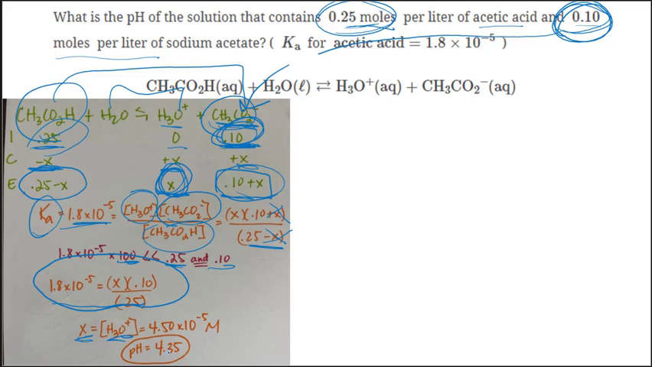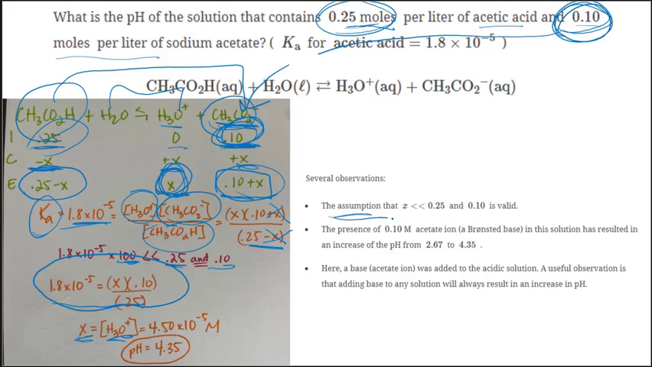If I take the negative log of that, I get a pH of 4.35. Some observations: we can still use that assumption that X is much less than our two initial concentrations, so we can drop that plus X and minus X. By having that 0.1 molar acetate ion, the pH has increased from 2.67 to 4.35.